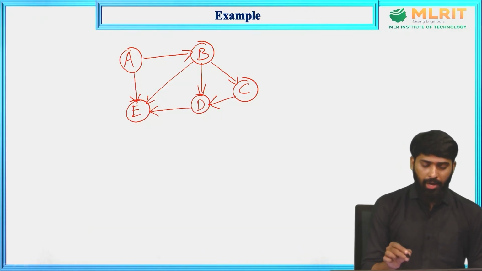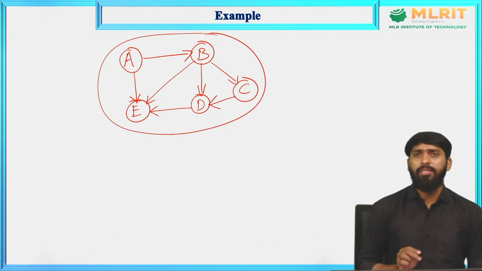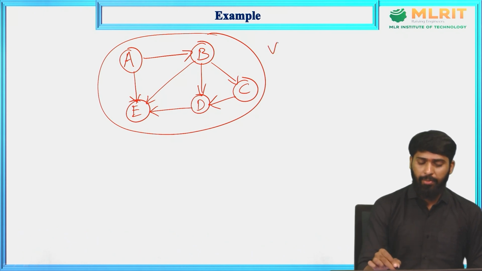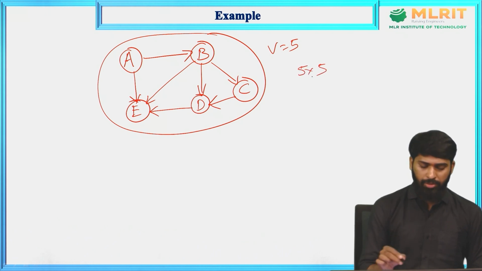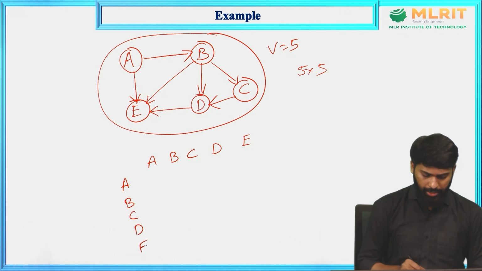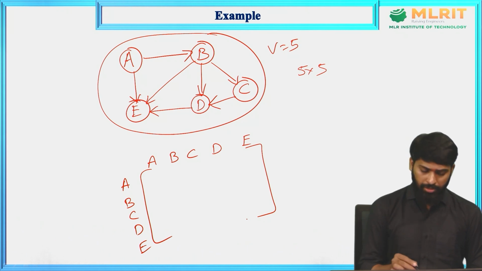So now I want to represent this graph as ADT. For this I am using an adjacency matrix. What is the size here? The number of vertices is 5, so I will allocate memory for a 5 by 5 2D array, with rows and columns A, B, C, D, E. Next I initialize all the cells with 0.